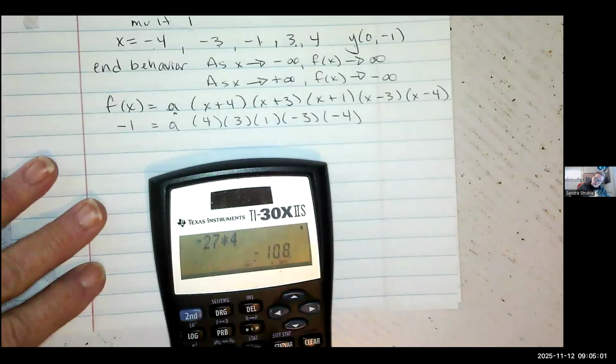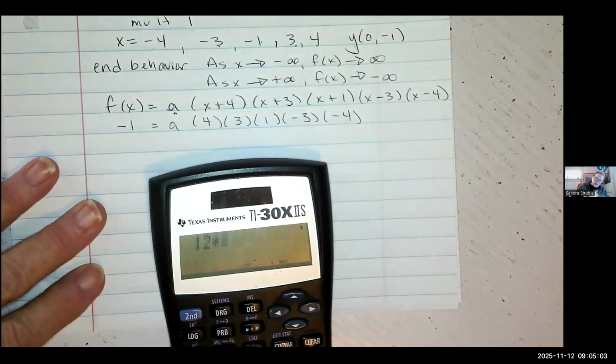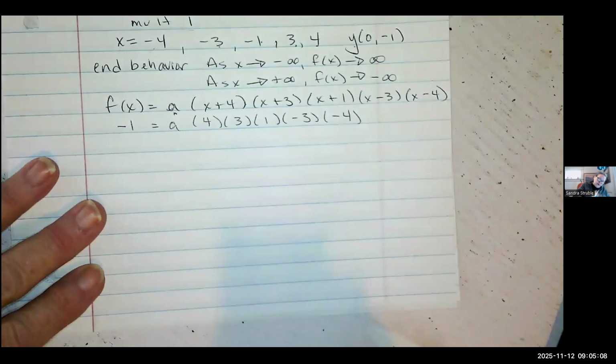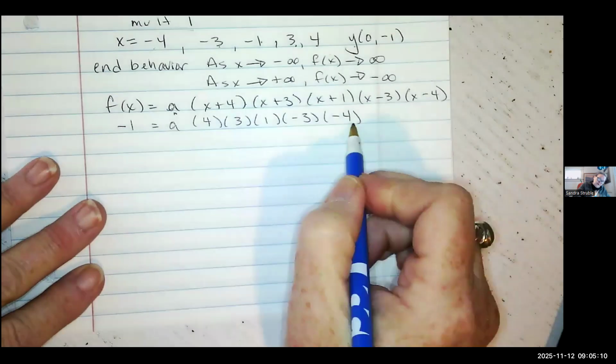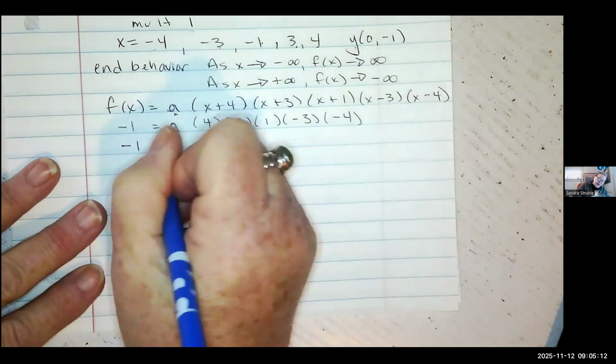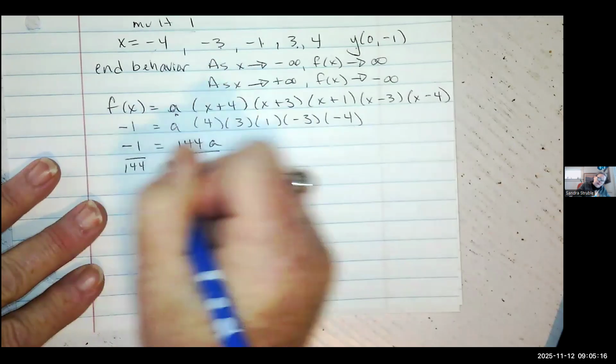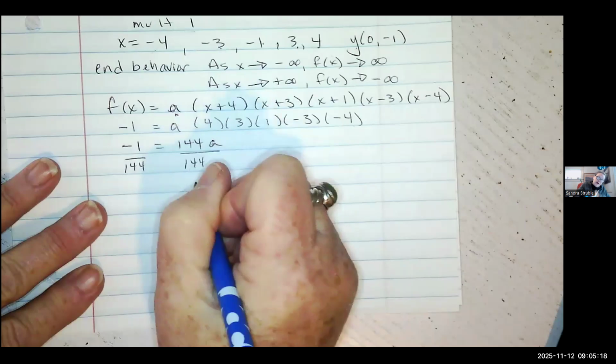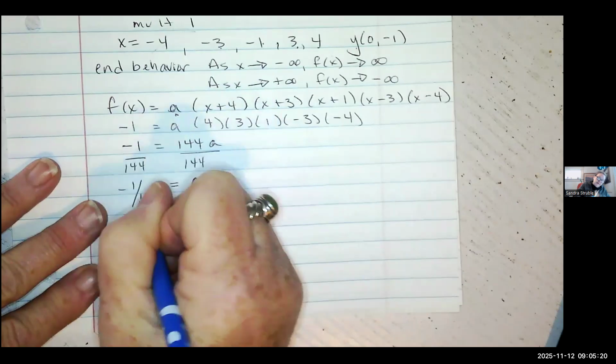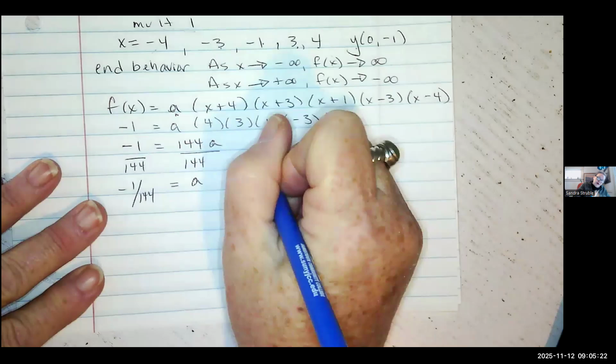12 times -12. Oh, no, that's all positive. So 144. 12 times 12 is 144. So -1 equals 144a. Divide both sides by 144. And a equals -1 over 144. So now we can write our equation. F of x is -1 over 144.